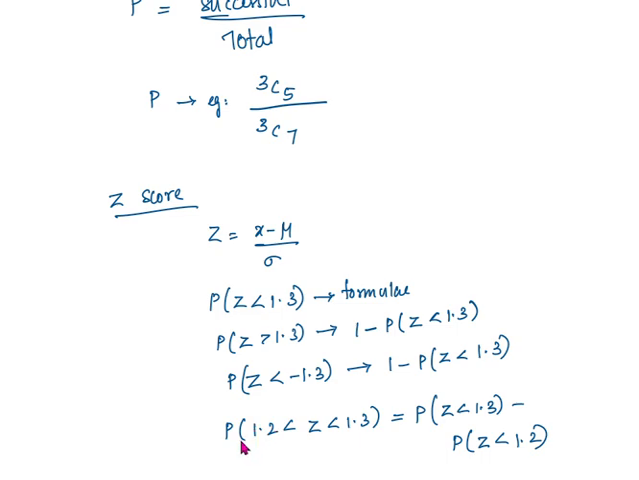Now, again, the last one is where you are having a range of values like 1.2 less than z less than 1.3. Then what you will do? You will find the probability of z less than 1.3 minus z less than 1.2. So these 3 cases you have to remember, and if you have this, you will be able to do the questions pretty easily.